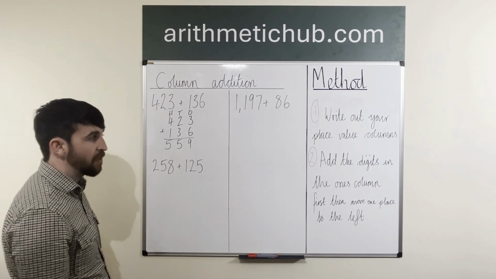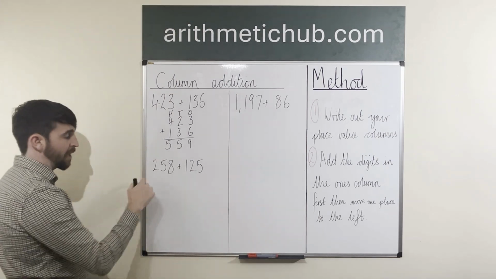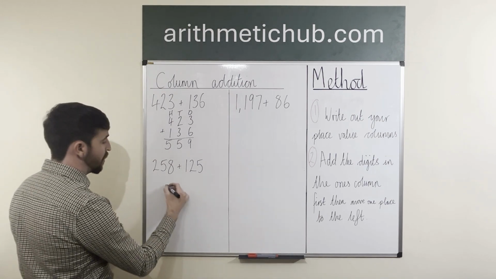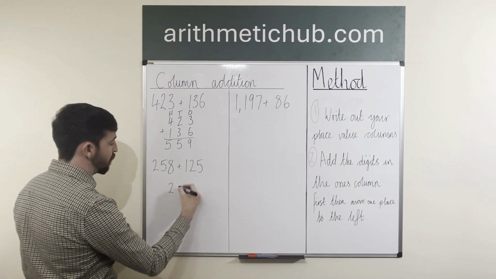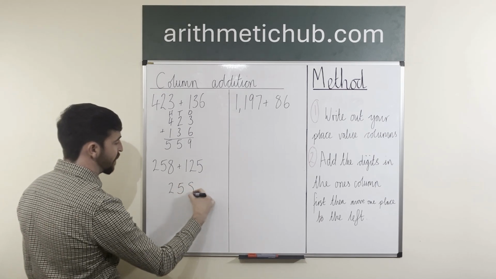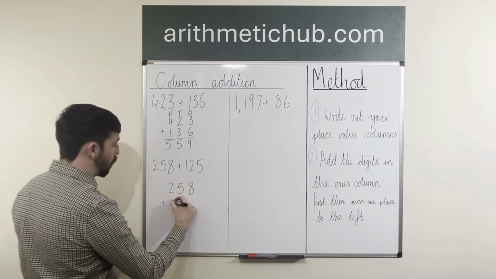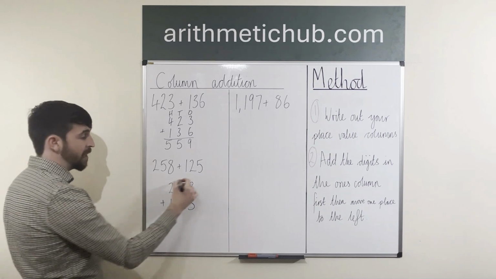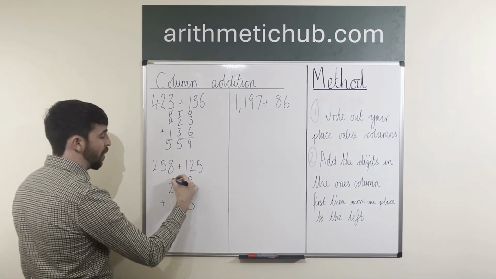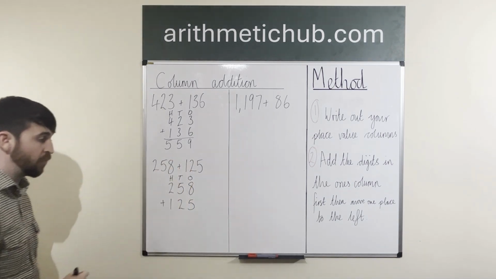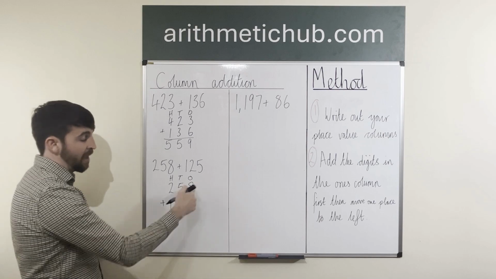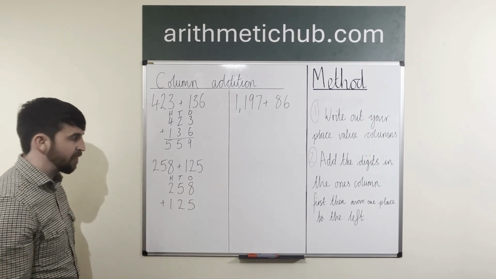Now we come to a question that looks like this. Again, we're going to follow the steps in our method. We've got 3-digit add 3-digit. We're going to write out our place value columns to help us out with this type of question. So we've got 258 add 125. We're going to write in our place value columns. We've got our ones, our tens, and our hundreds. So we're going to start off by adding our ones together. 8 add 5 is going to give us 13.